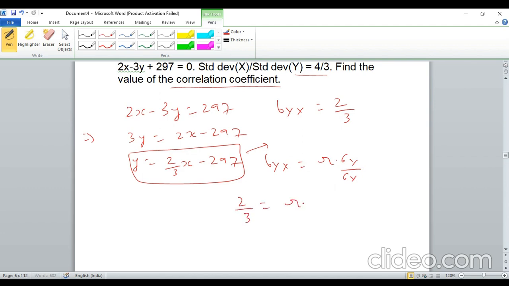R we have to find out, and sigma y by sigma x. So we were given sigma x by sigma y as 4 by 3. Sorry, this is y and this is x, so sigma y by sigma x will be 3 by 4, right? So from here, R will be what? 8 by 9. If I remember correctly the values, of course these values may differ, but the basic idea of how to solve this question was this.